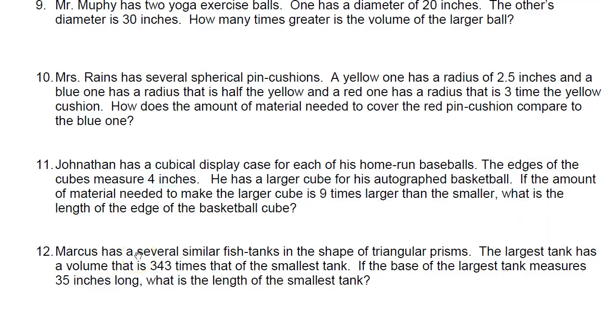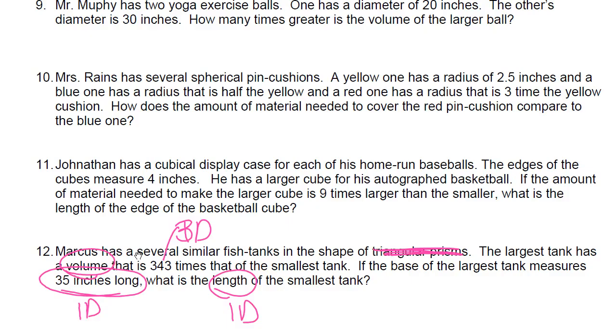Marcus has several similar fish tanks in the shape of triangular prisms. Remember, we don't care. They're triangular prisms. We don't touch our formula chart in this lesson only. The largest tank has a volume, that's a good word, 343 times that of the smallest tank. If the base of the largest tank measures 35 inches long, when you hear the word long, that means it's a length, that means it's a segment, it's 1D. What is the length, 1D, of the smallest tank?